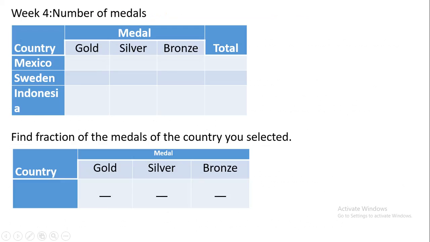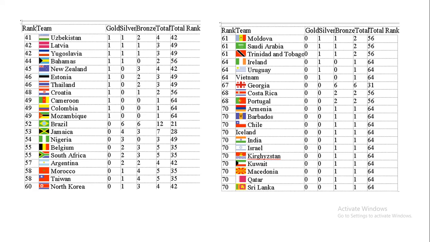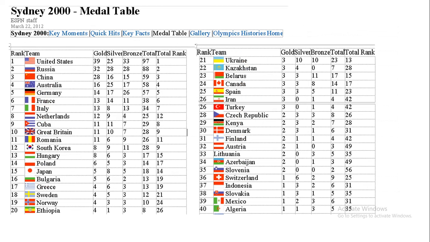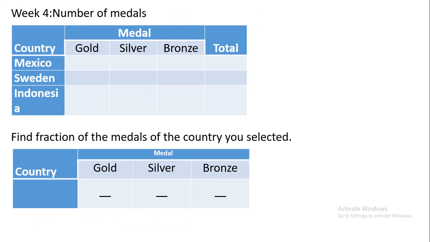Of course, here we can go to the last 2 slides. You have the countries and the number of medals won by them. Here in this slide, we will talk about 3 countries: Mexico, Sweden, and Indonesia. We have to write, for each country, how many medals it won: gold, silver, and bronze. Here we write the total. I will show you an example.